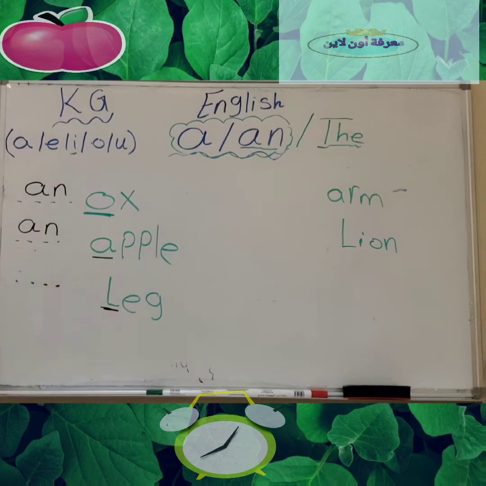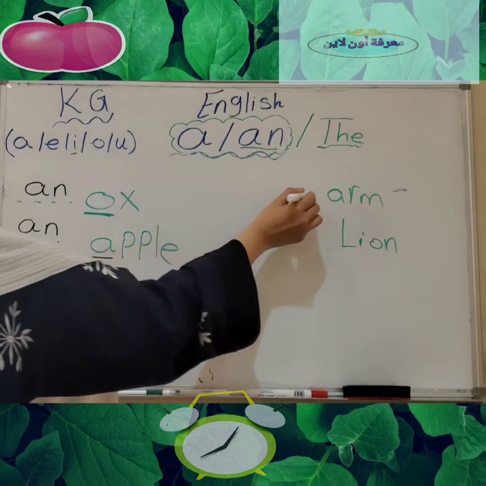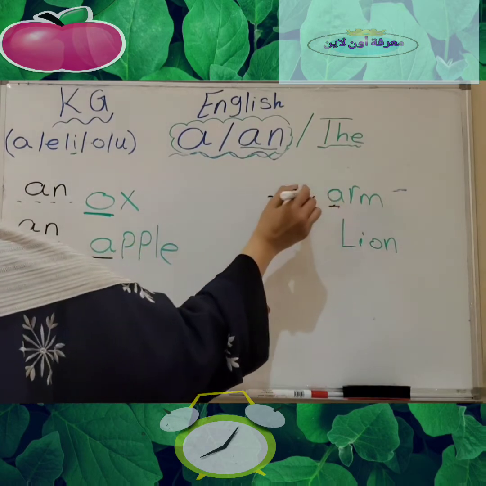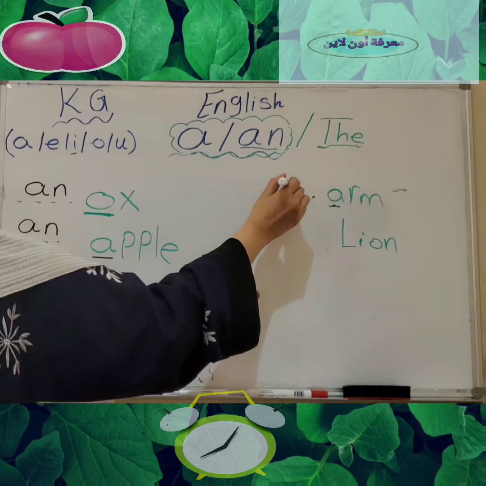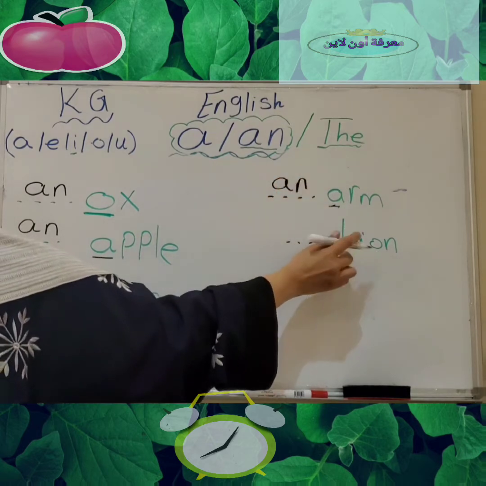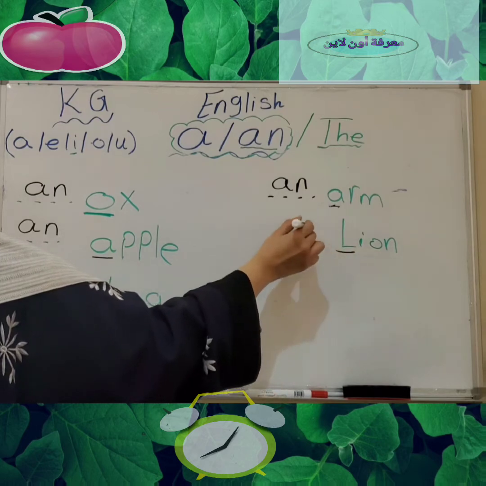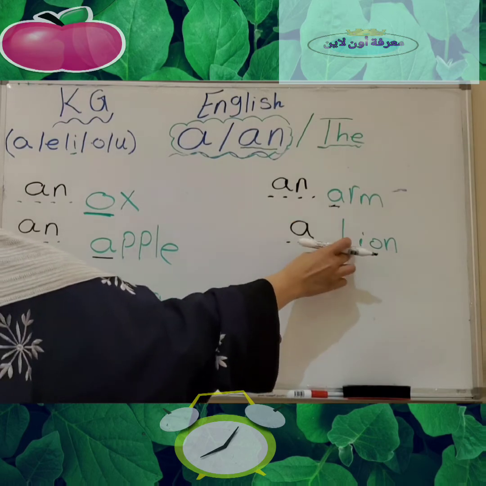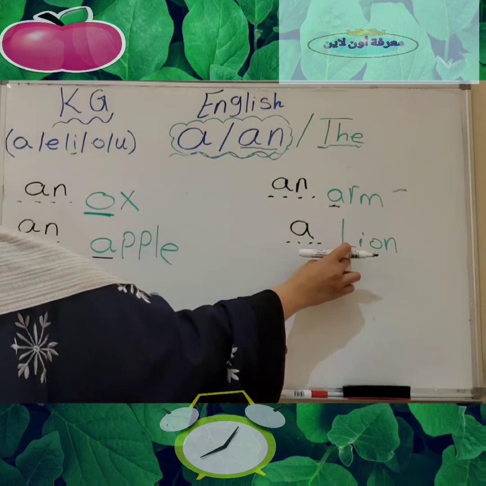Leg starts with a consonant. L is not a vowel. We will use a. Arm starts with the letter A. A is a vowel. We will use an. Lion starts with the letter L. We will use a because L is a consonant letter.